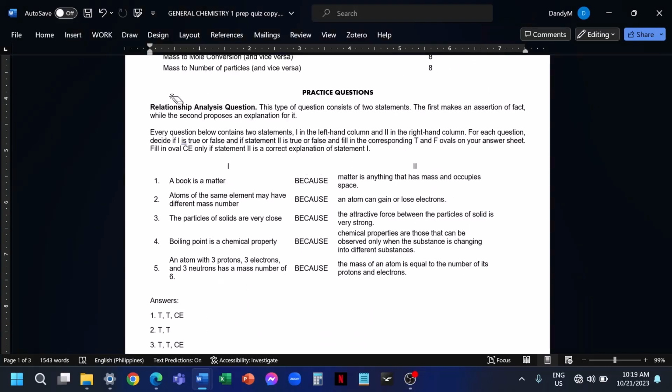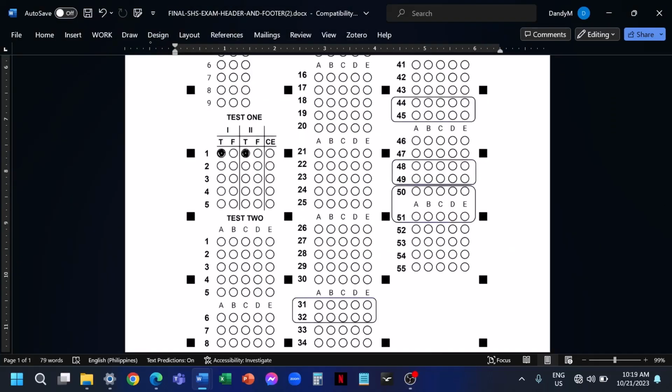The next, is this a correct explanation of statement 1? Again, this one, right? So this one correctly explains why a book is a matter, because a book has mass and occupies space. So on this item also, you shade the circle CE. Again, CE means correct explanation.